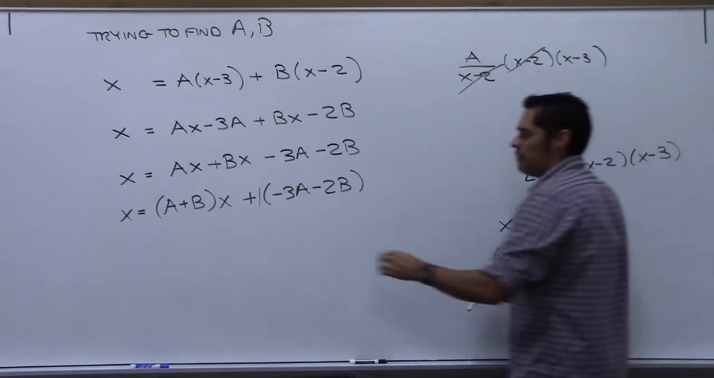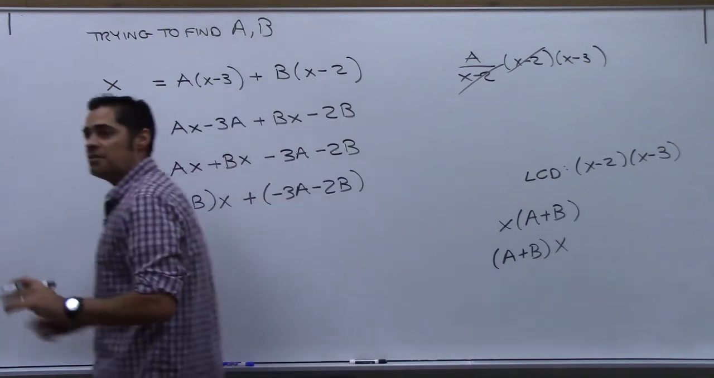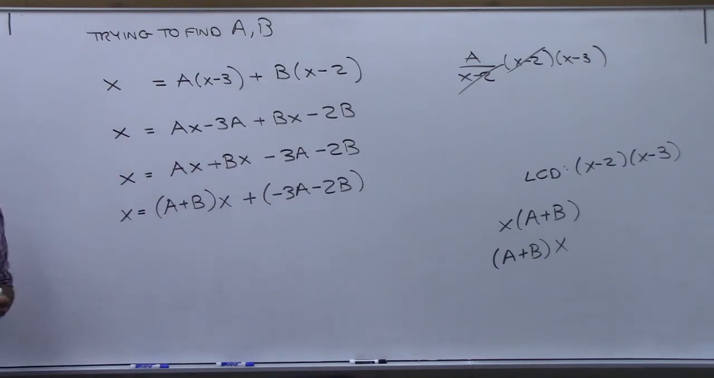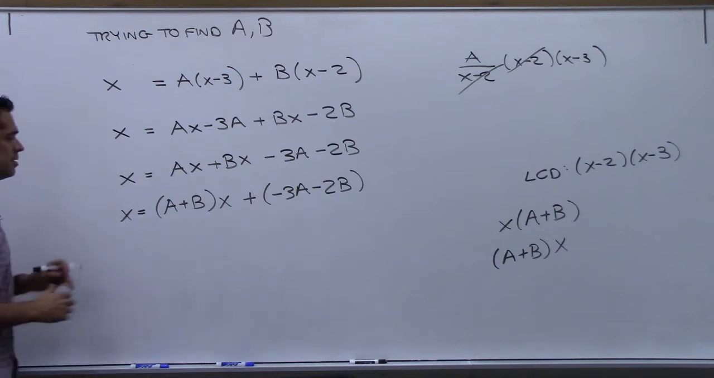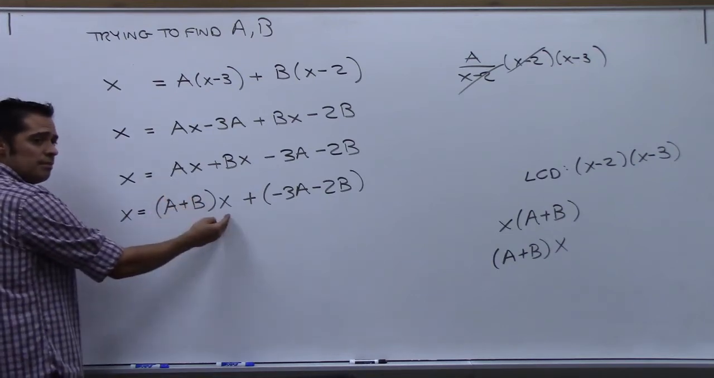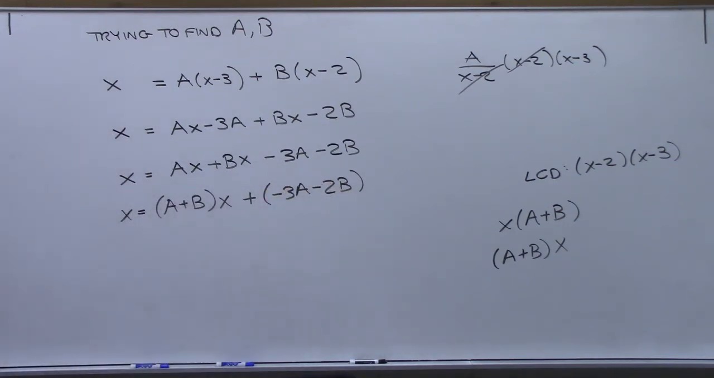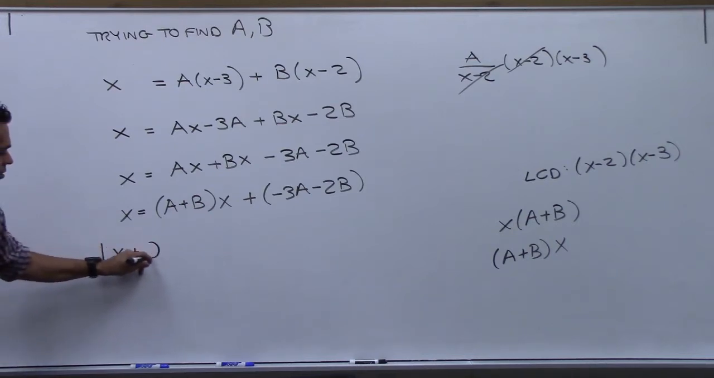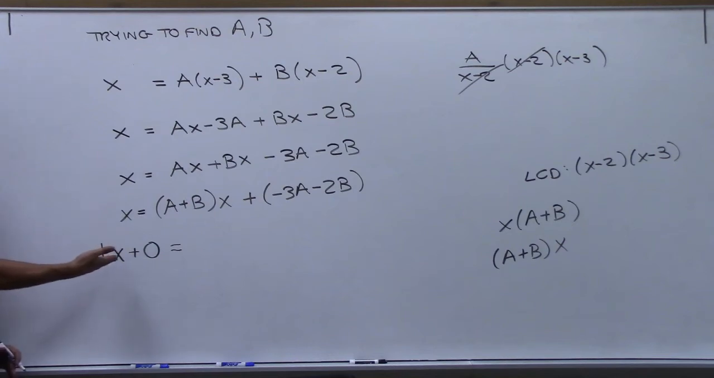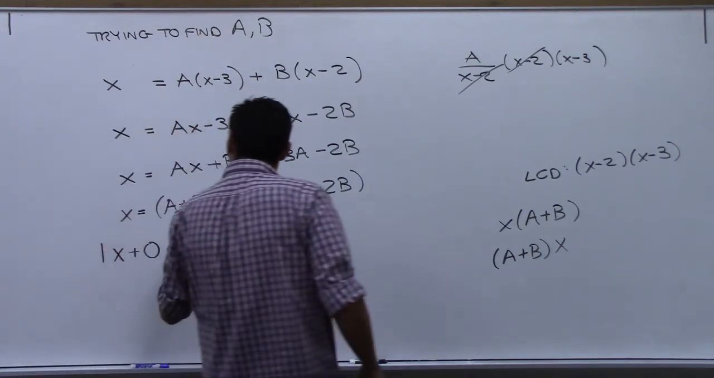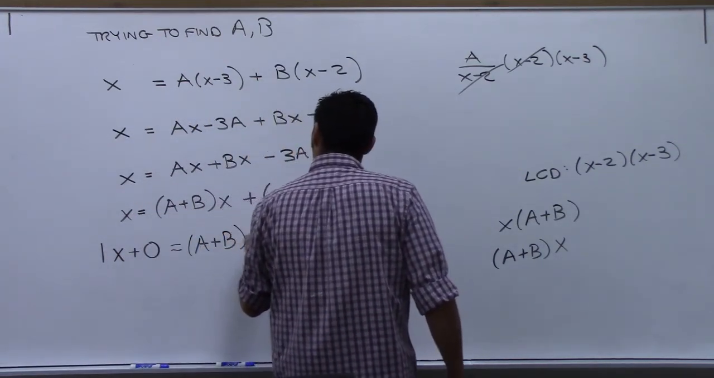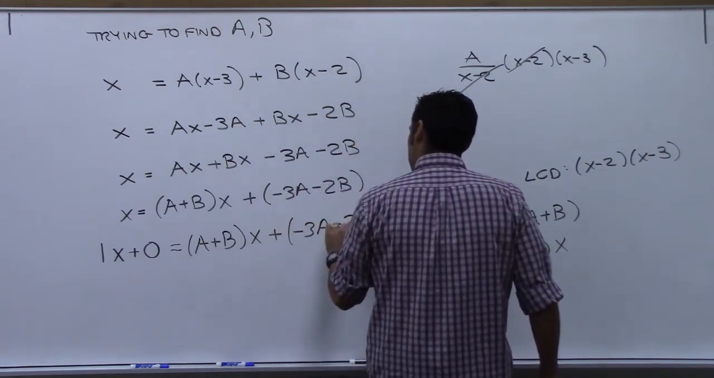All right. We know that A and B are going to turn out to be numbers, right? And if A and B are numbers, then this should be just some number in front of x, shouldn't it? And this right here should just be a number by itself with no x's. And that has to equal this side of the equation. So I'm going to look at the left side of this equation like this. 1x plus 0 equals, isn't that what the left side is? It's a 1 in front of x, and it's nothing next to it. That must equal a plus bx plus negative 3a minus 2b.